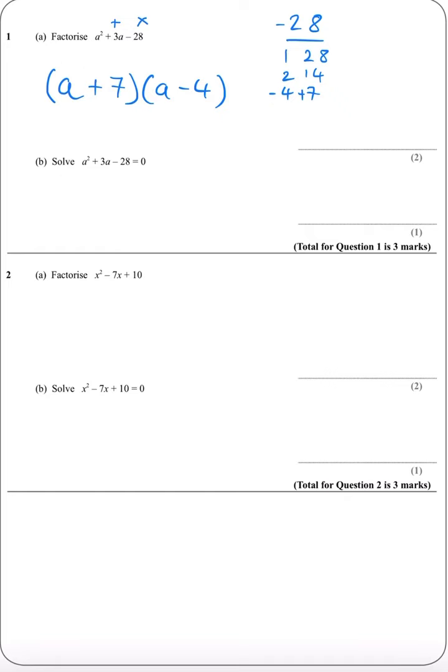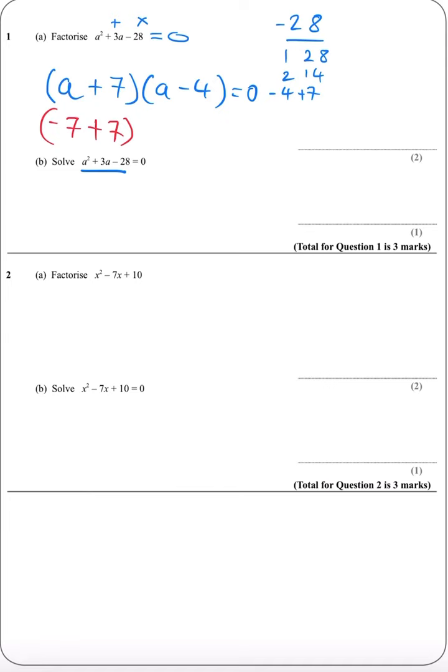Now solve. When does this, our original equation, they've given us the same expression and now they've said it equals 0. So this equals 0 when one of our brackets equals 0. So what would make the first bracket equal 0? Well, if a equals minus 7, it's going to be minus 7 plus 7, and that would become 0. And 0 times by anything will give me 0.